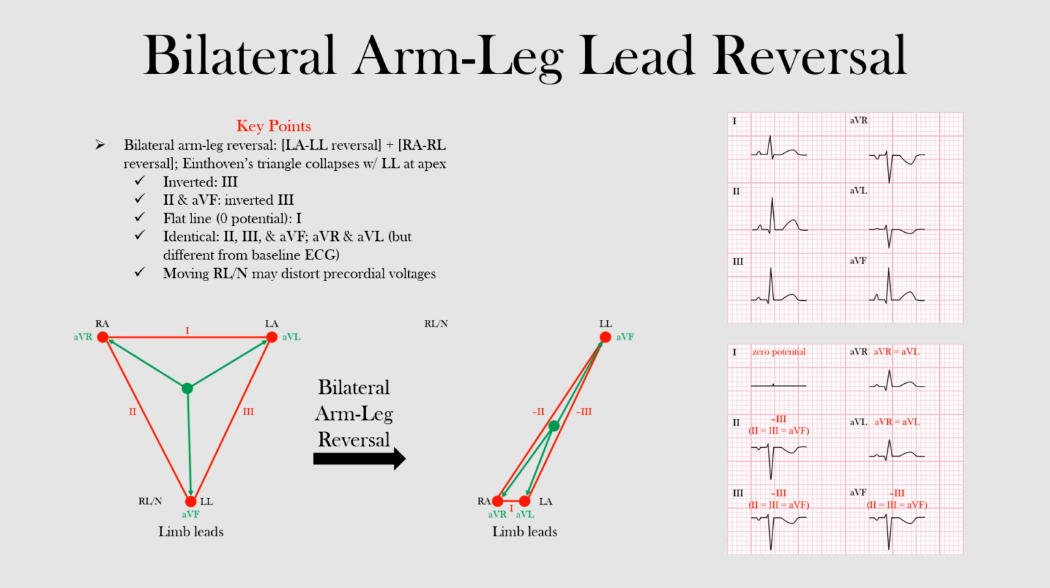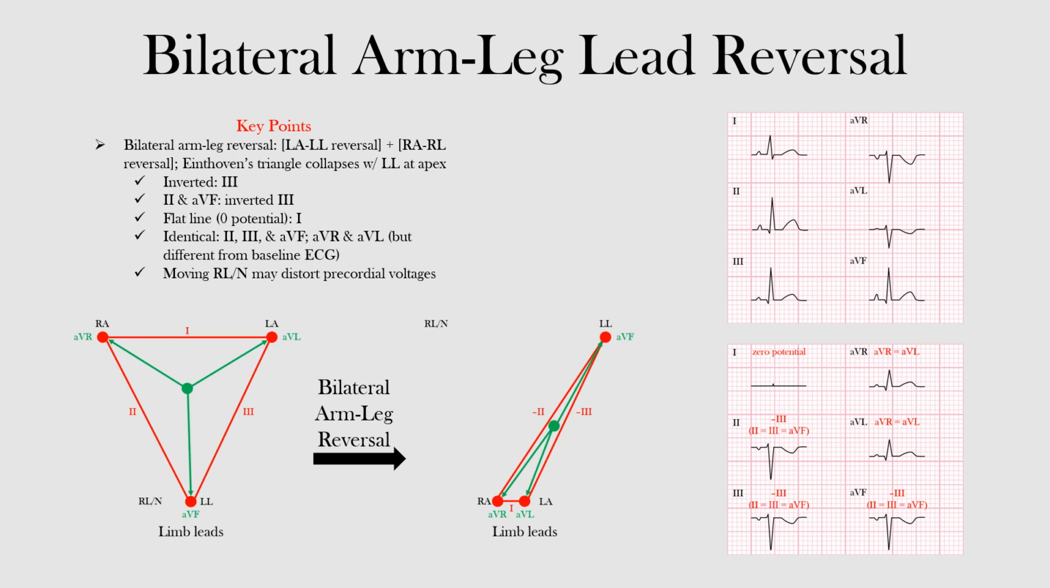Now, when the limb electrodes, that is the left arm, the right arm, and the left leg, are exchanged without disturbing the neutral or right leg electrode, then Einthoven's triangle is flipped 180 degrees, or rotated, and that results in switching of positions of these leads, of them becoming inverted or remaining unchanged. It really depends on the initial position in the vector.